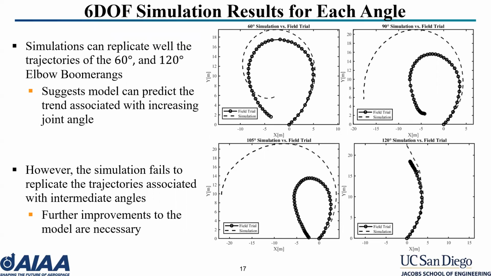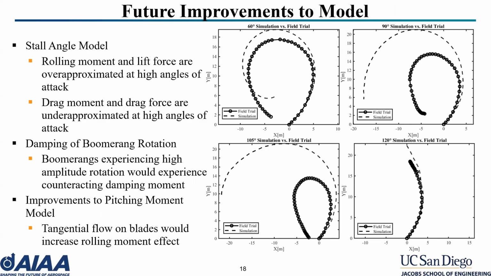However, the simulation is not successful in replicating the trajectories of the intermediate angle boomerangs, as seen with the 90 and 105 degree boomerang. Clearly, to completely capture the full trend of the elbow boomerangs, further improvements to the model are necessary. We have some ideas for model improvements that we would like to tackle in future works. Specifically, since the airfoil model is linear, the model is inaccurate at high angles of attack. When the boomerang approaches stall, rolling moment and lift forces are over-approximated, whereas drag force and drag moments are under-approximated.